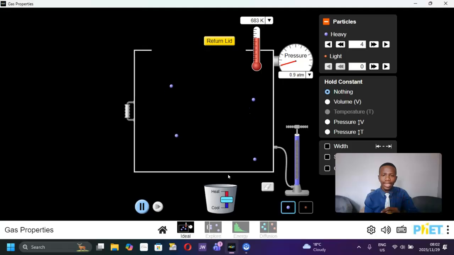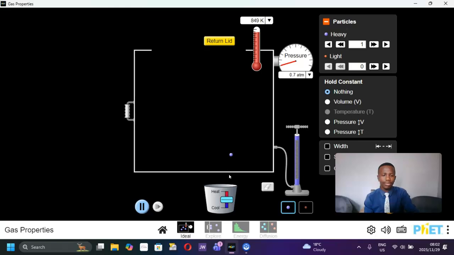That is why most aerosol cans, most sprays, have a sign that says, do not put on direct fire. Because if you put that aerosol can in direct fire, it will explode, as you've seen on the screen when the lid was blown away due to the high pressure caused by the temperature.